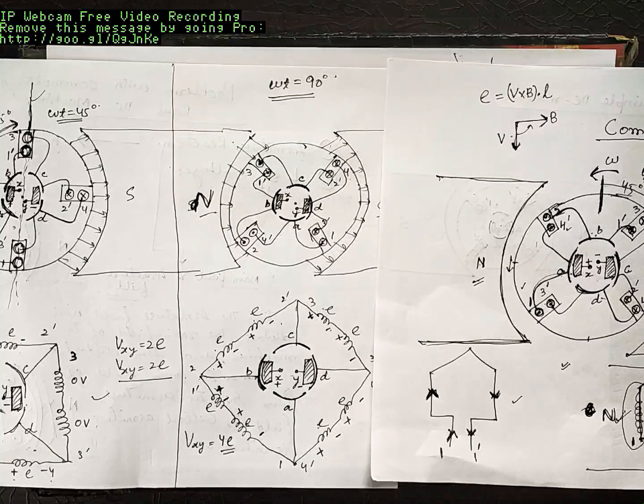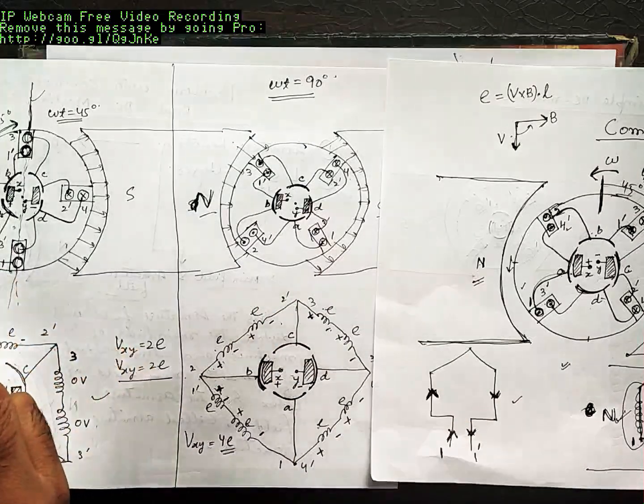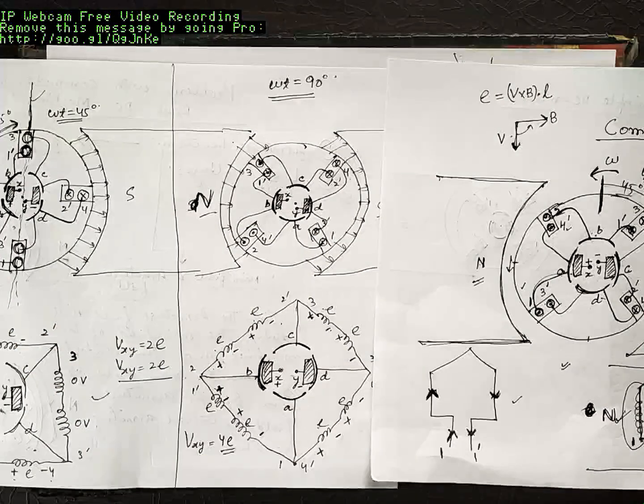What that effectively means is that current has reversed direction through coil 1. Initially it was from 1 prime to 1, now it's from 1 to 1 prime. So there's a change in current associated with each coil. Initially this coil was under the south pole, then it came into the magnetic neutral plane, and then it came under the north pole. So there is a change in direction of current.